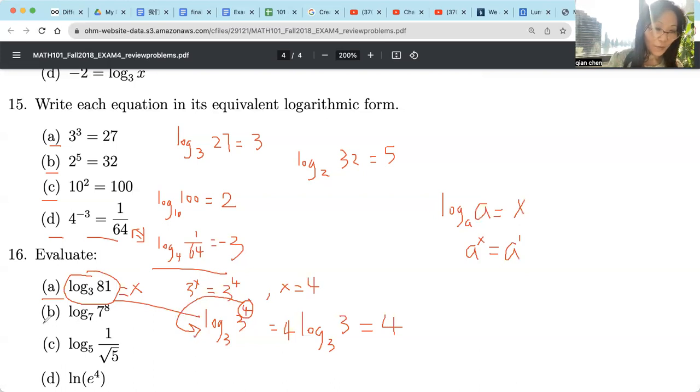Same thing for B, so we can get the answer right away, right? We pull this 8 up front of log. And log base 7 of 7 is 1. So this just equals to 8.